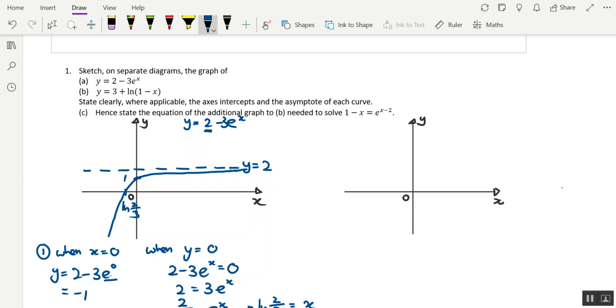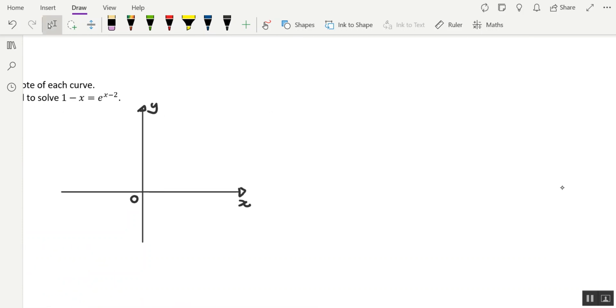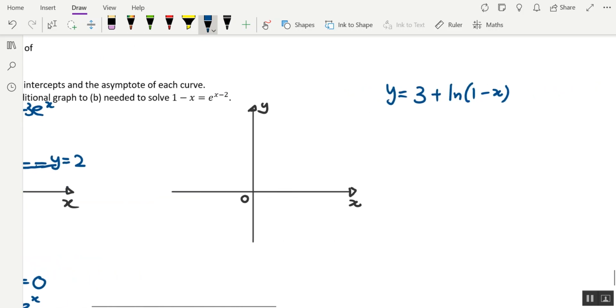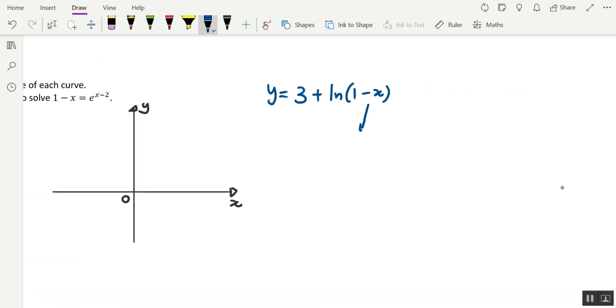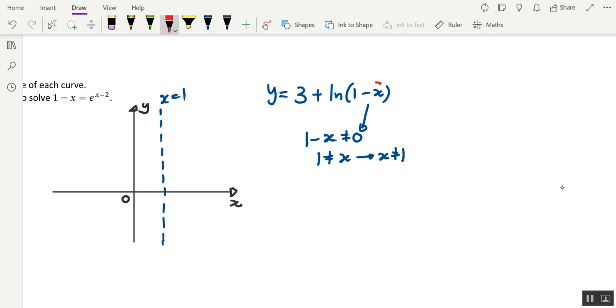This is what you should be doing for 2 minus 3e power x. Next, the question wants, this is a little bit tougher, y equals 3 plus ln (1 minus x). In this case, you have to know that for this graph, first and foremost, 1 minus x cannot be equals to 0. So 1 cannot be equals to x, which means that x cannot be equals to 1. That is the asymptote for your log graph, x equals 1.